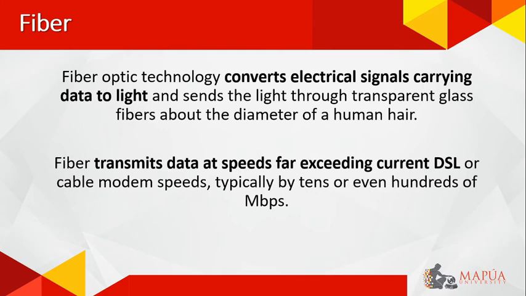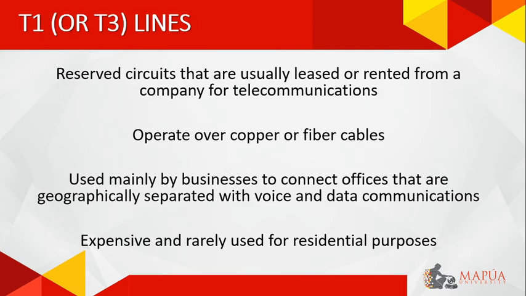Variations of the technology run the fiber all the way to the customer's home or business, to the curb outside, or to a location somewhere between the provider's facility and the customers. T1 or T3 lines are reserved circuits that are usually leased or rented from a company for telecommunications. They operate over copper or fiber cables and are used mainly by businesses to connect offices that are geographically separated with voice and data communication. This type of wired broadband technology is expensive and rarely used for residential purposes.